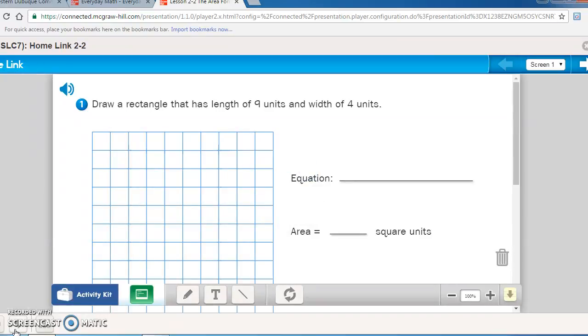The final thing you're going to do for lesson 2-2 is you're going to get out the Math Master Sheet, page 57, and your problem number 1 should look similar to this. And it's telling you again that you need to draw a rectangle that has the length of 9 units. Remember, length is a laying down line, the one that goes across. And then you're going to do a width of 4 units. That's the line that should be going up. You're going to draw a rectangle, and then you're going to write its equation and how many square units that is.